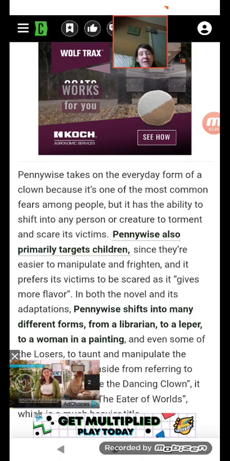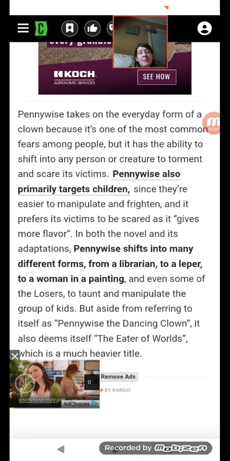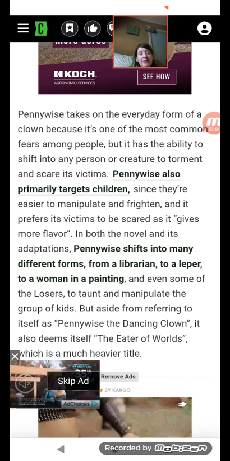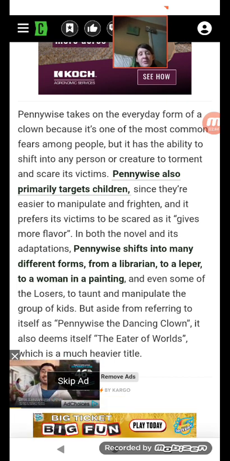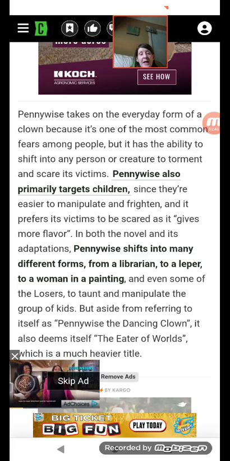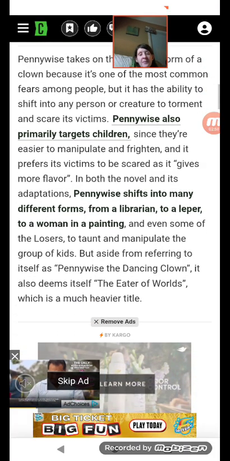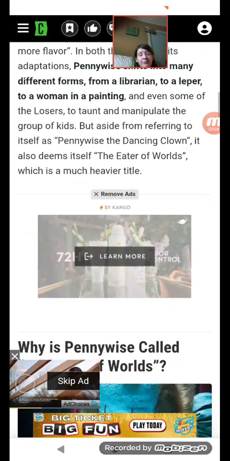In both the novel and its adaptations, Pennywise shifts into many different forms, from a librarian to a leper to a woman in a painting, and even some of the Losers to taunt and manipulate the group of kids. But aside from referring to itself as Pennywise the Dancing Clown, it also deems itself the Eater of Worlds, which is a much heavier title.